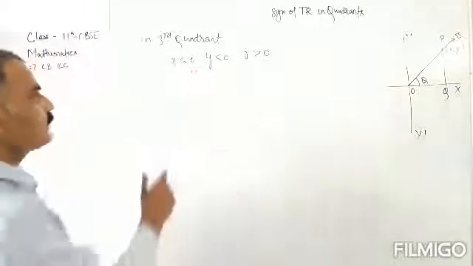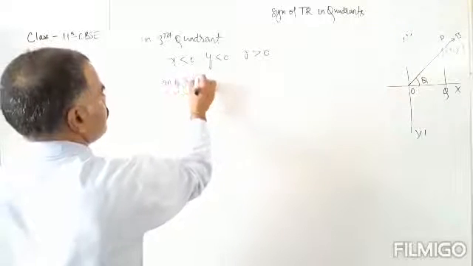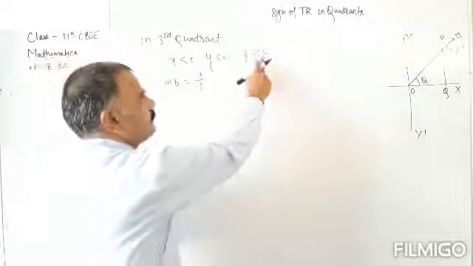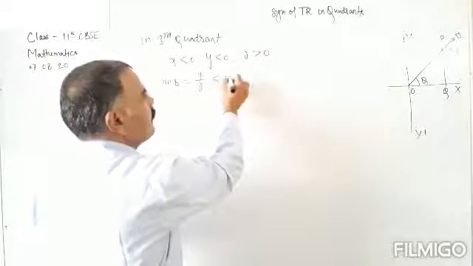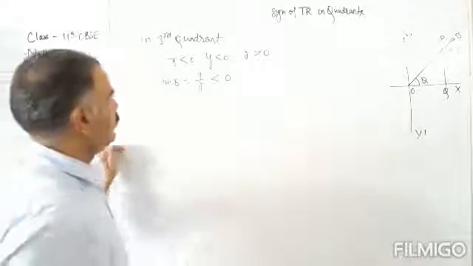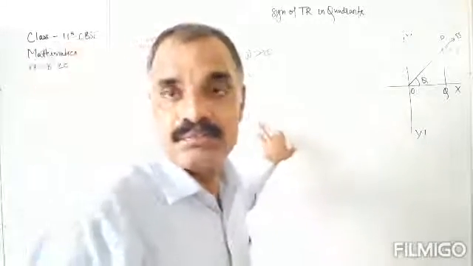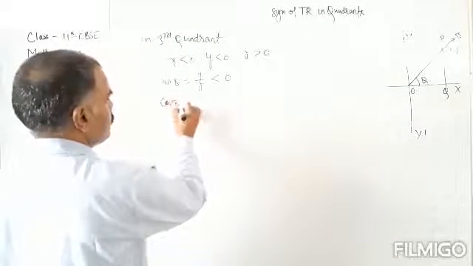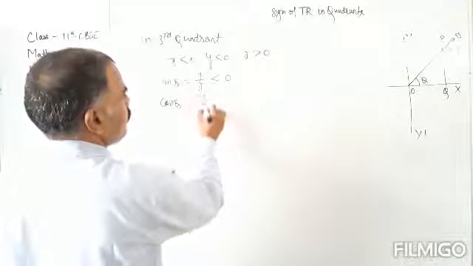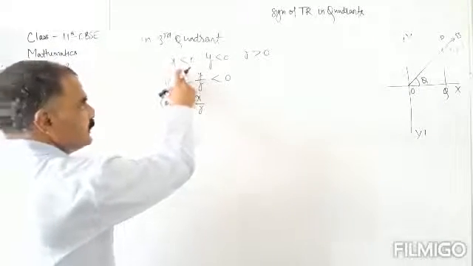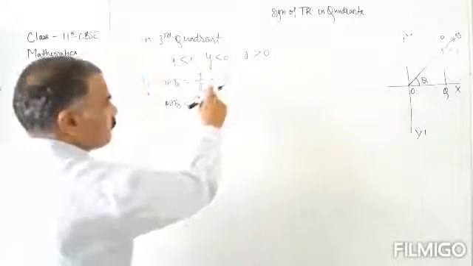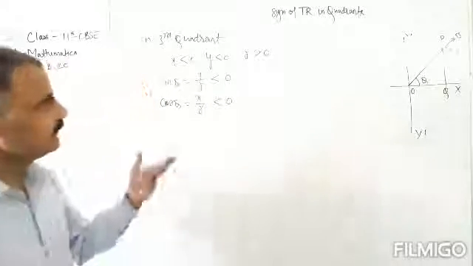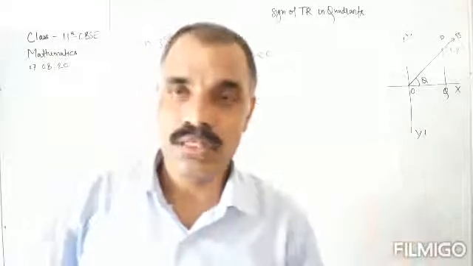Now the sign of sin theta. Sin theta is equal to y upon r, with y less than 0 and r greater than 0, that is why it is less than 0. Sin theta is negative in the third quadrant. And cos theta is equal to x upon r, where x is less than 0, r is greater than 0. Negative upon positive is negative. So cos theta is also less than 0.